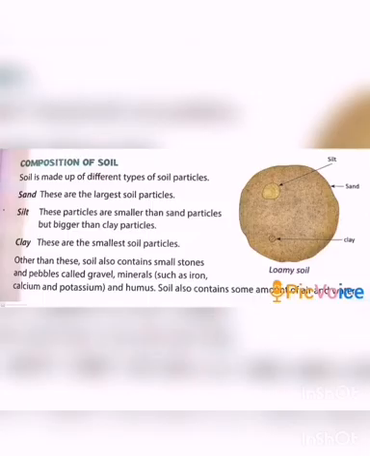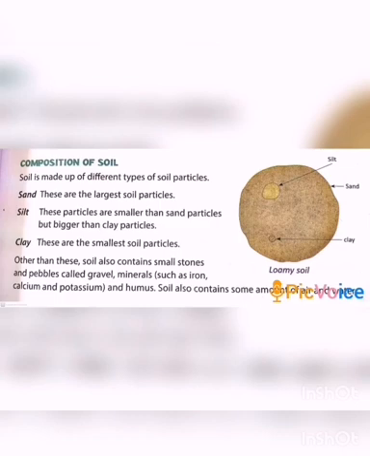Composition of soil. Soil is made up of different types of soil particles. That is sand, silt, clay, then small stones, pebbles, minerals and humus. Sand particles are the largest soil particles. Silt particles are smaller than sand particles and bigger than clay particles. Clay particles are the smallest soil particles.